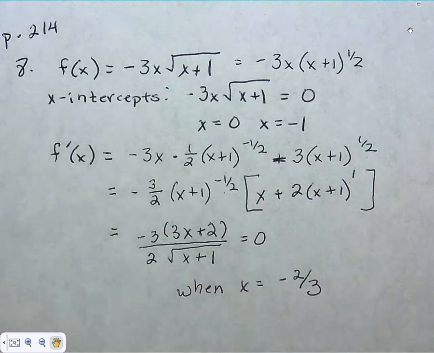What we do on any given problem depends on what we're asked to do. And what we're asked to do here is show that there's one number, or at least one number, between the x-intercepts that makes the derivative 0, and we found it, so we're true.